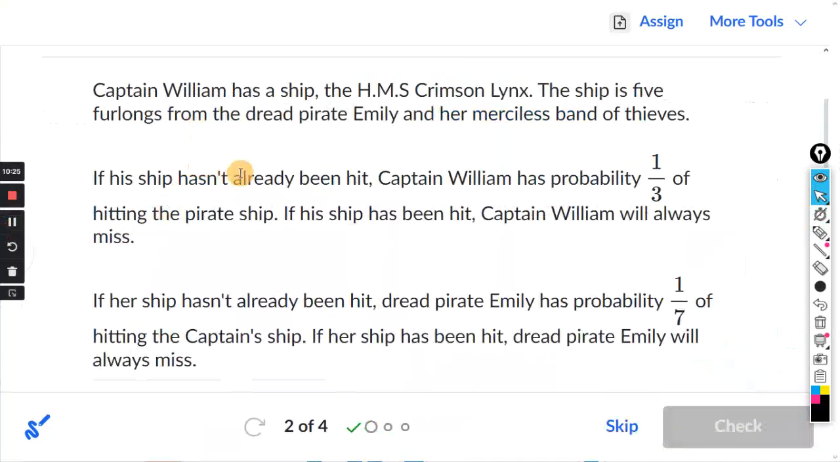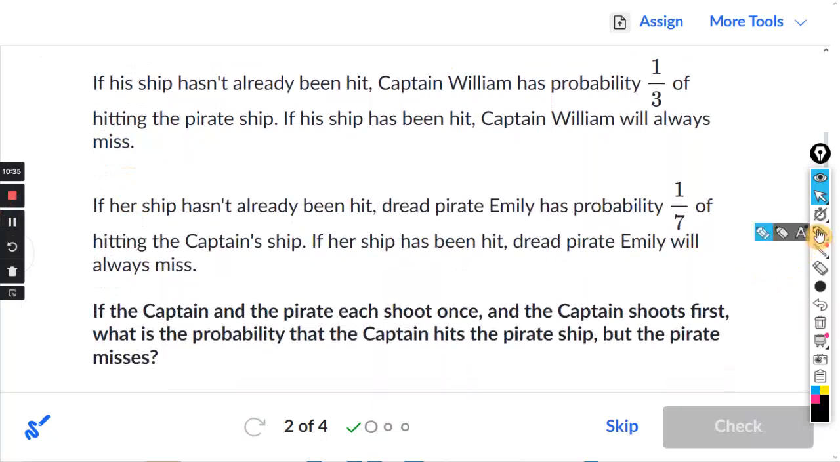All right, last one. Again, these are kind of wordy. Captain William has a ship. The ship is, you don't need that info. Okay, so let's go down to the important stuff.